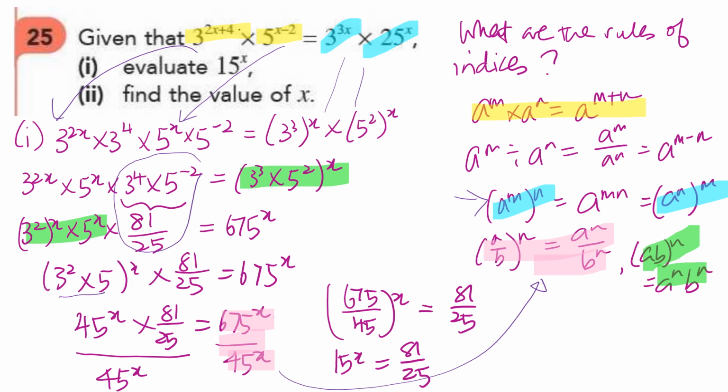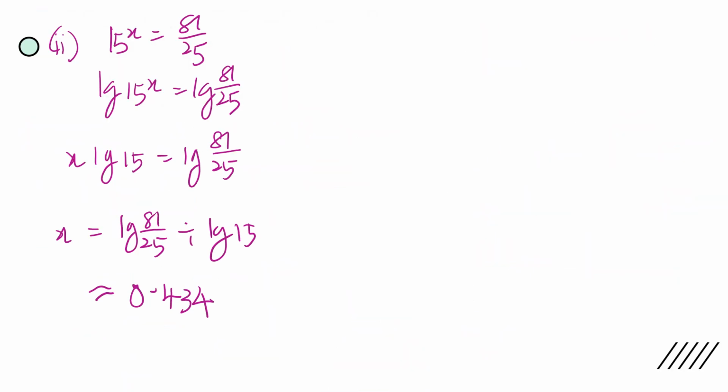Okay, right. Okay, so from part 1, this is what we have found, right? 15 to the power x equals to 81 over 25. Then you just bring log to both sides, and then apply the power law, bring your x to the front. Okay, and then to find x, you just take log 81 over 25 divided by, I think I should bracket it. Yes. Okay, so log bracket 81 over 25, close bracket divided by log 15. Use a calculator to evaluate, you get 0.434.